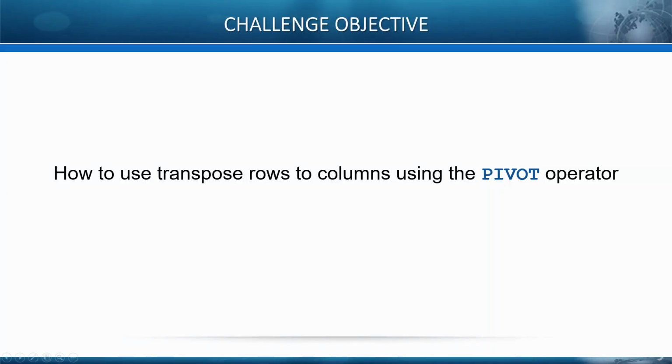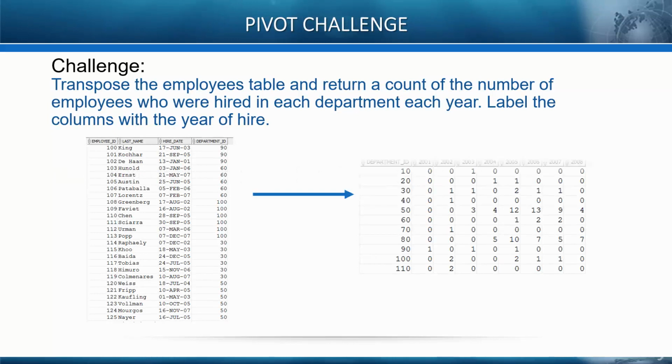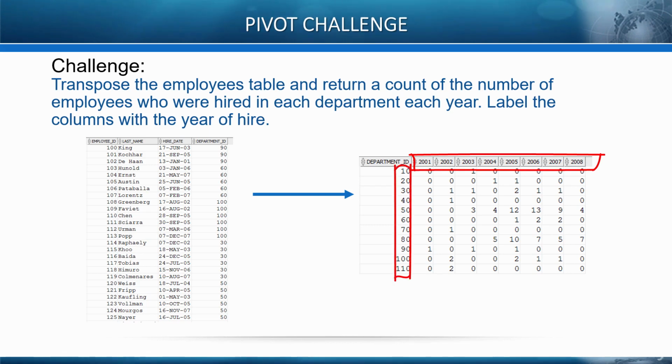The objective of this lesson is to introduce you to the row to column data transposition with the pivot function in Oracle. The task is to transpose the employees table and return the total number of employees who were employed in each department for each year. In this case, let the column names be the year of hire and the rows be the department IDs.